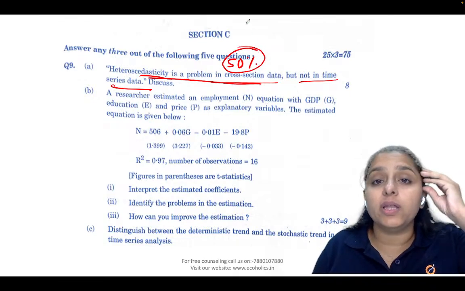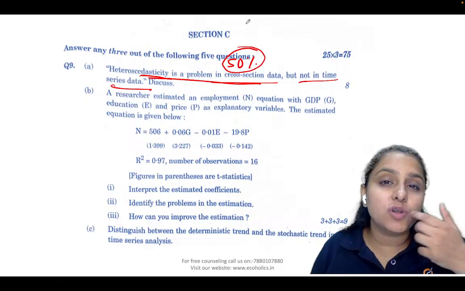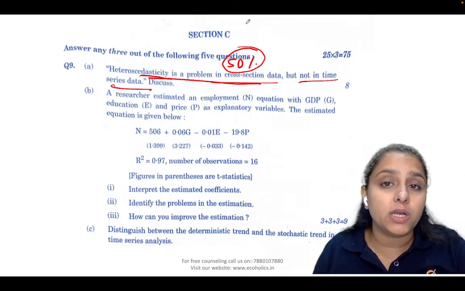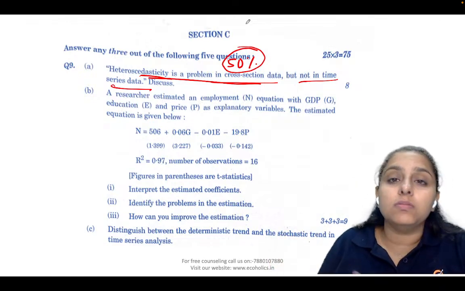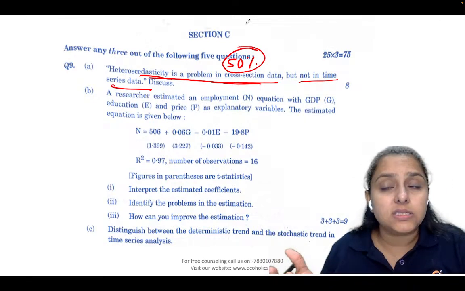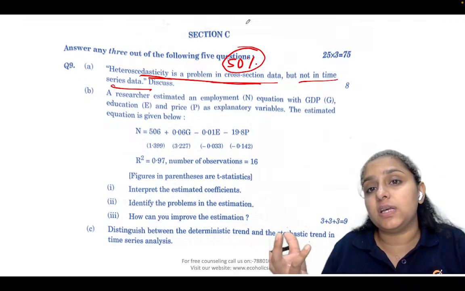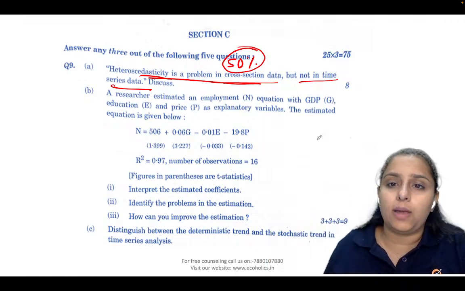We know why it is a problem. We know unequal variance, so OLS key assumptions will not be fulfilled, and hence we will not be getting BLUE estimators. The inefficiency will come, minimum variance won't come, the reliability of the testing will go away, the t-test, f-test, all of them are not going to be reliable.